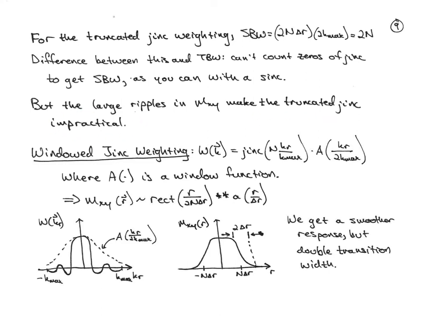So what we would instead do is a windowed jinc weighting. We would take a k-space weighting function that is a jinc times a window function, and then in the image domain, taking the Fourier transform of these two corresponding functions would give a rectangular function, again as a function of space, convolved with the Fourier transform of the window, which will have smaller side lobes than the jinc function. So here in the k-space domain, instead of multiplying by a rect as a function of kr, we are multiplying by a windowing function, and that results in a function that has a wider transition width but has much smaller ripples. So we get a smoother response but double the transition width if we use a window function instead of the rectangular function.